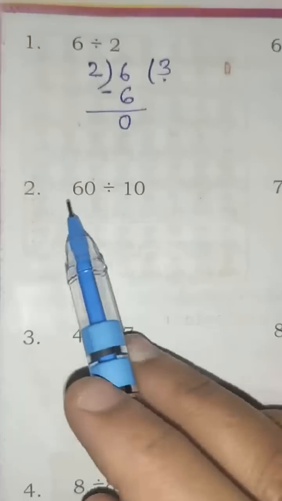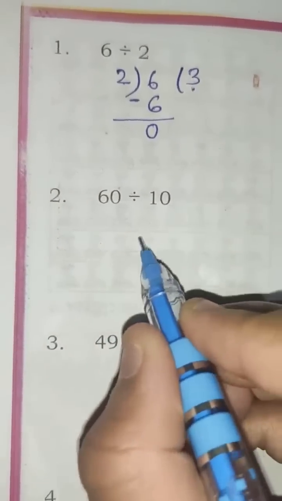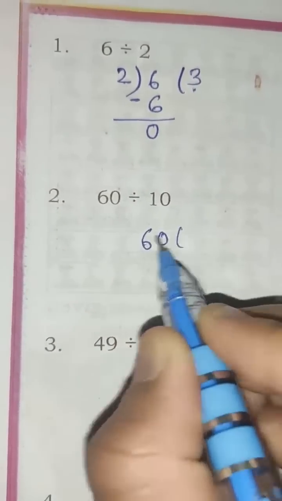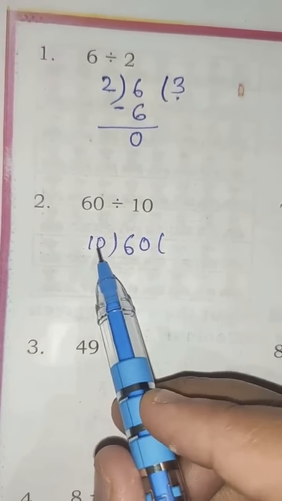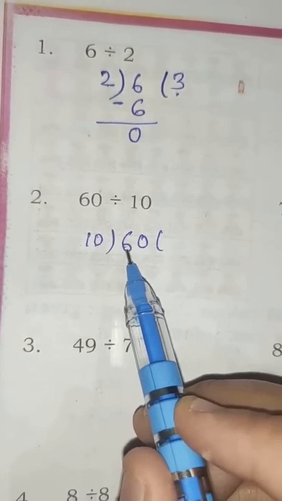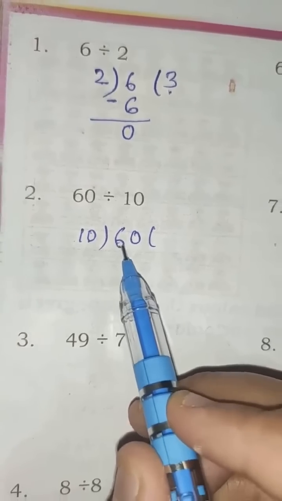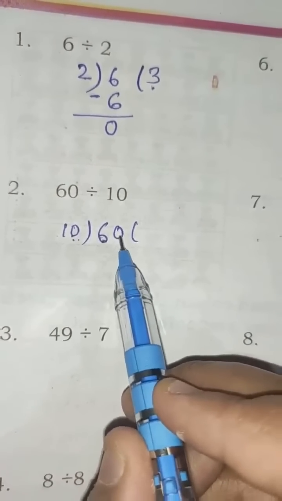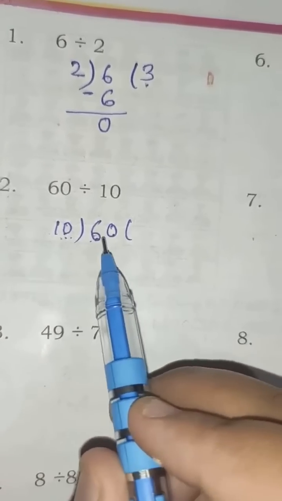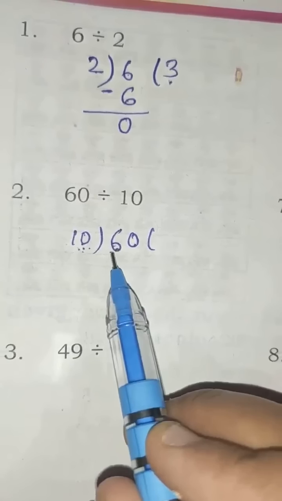Okay, here 60 divided by 10. So we'll write here 60 divided by 10. So let's count the 10 table till we get the number 6. So here we can't divide this 6 by 10 because 6 is smaller than 10. So we have to take another digit. So it will become 60. So we have to count the table till we get the number 60.